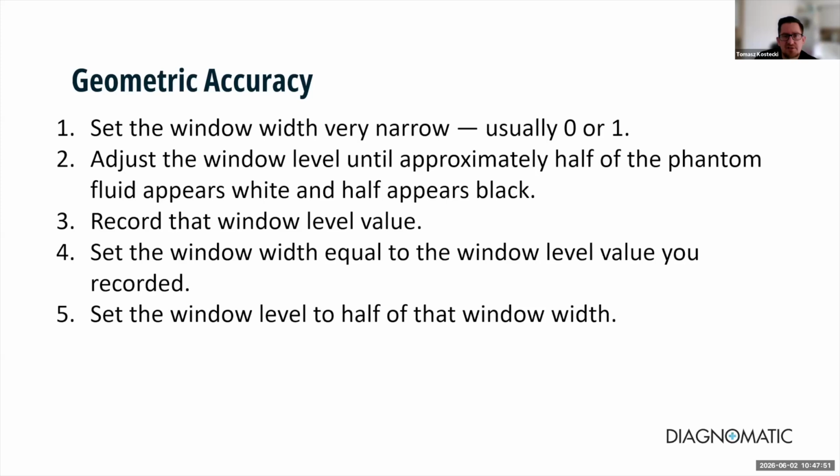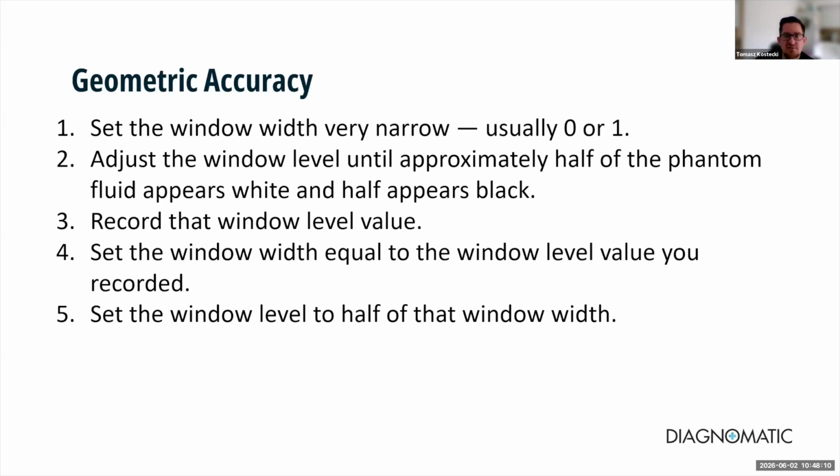This is the procedure for setting the window width and level for the geometric accuracy test. This is important because window width and level can change the distance, the visible distances.